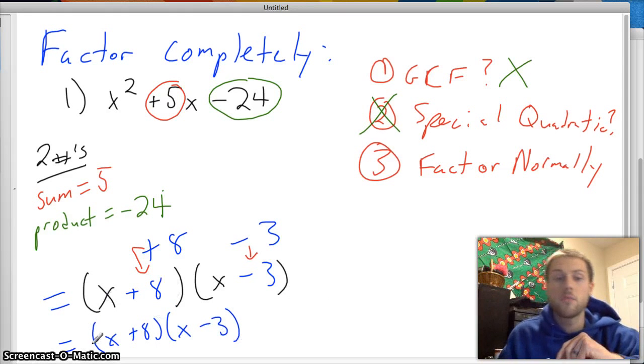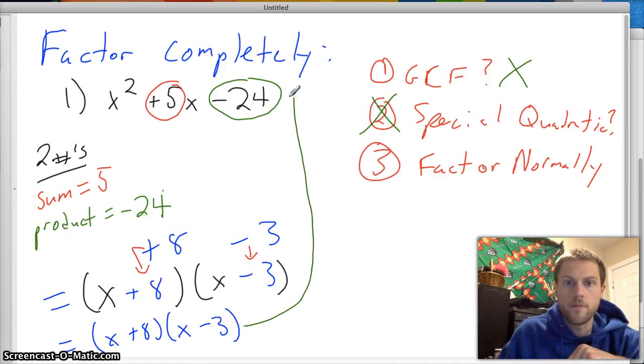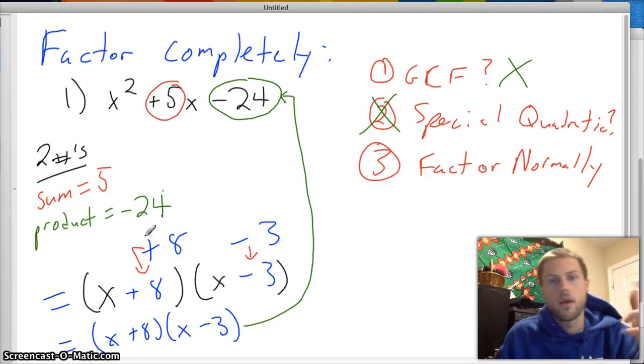If you were to go ahead and multiply x plus 8 times x minus 3, guess what you would get out of it? Your original problem. And there you have it.